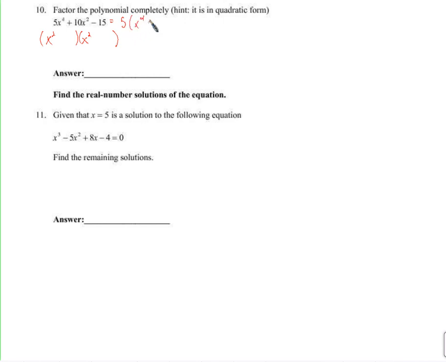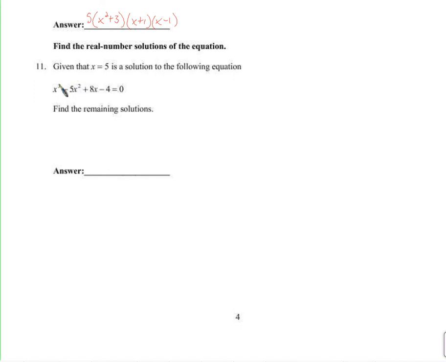We'll get x to the fourth plus 2x squared minus 3. Right? So that puts a 5 out here. X squared, what multiplies to negative 3 and adds to positive 2? How about 3 and negative 1? That works. So we have 5 times x squared plus 3, which is not factorable, times x squared minus 1, which is factorable. It's a difference of squares, so x plus 1 times x minus 1 is what that gives us.